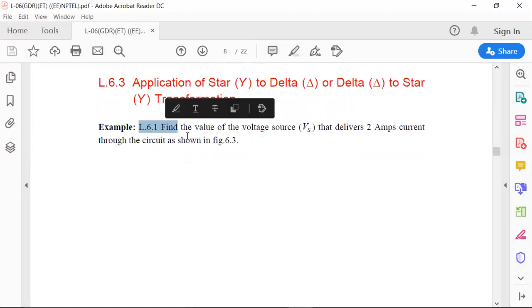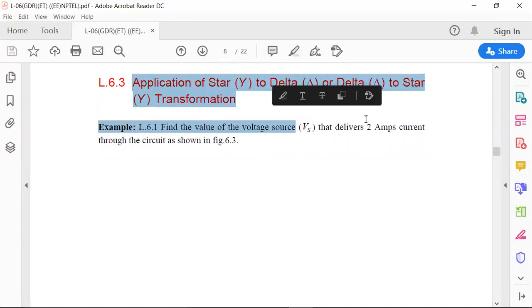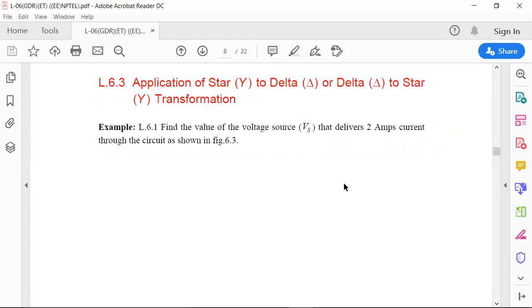Find the value of voltage source Vs that delivers 2 amps current through the circuit shown in the figure. This is an application of star to delta, delta to star. In this application we will solve as many problems as we can, so please concentrate here.